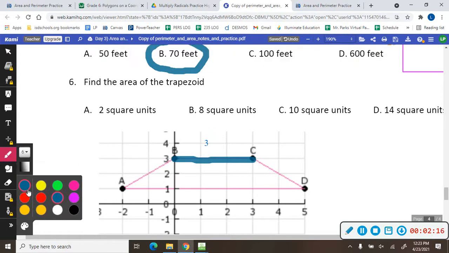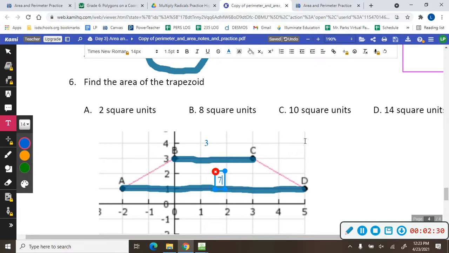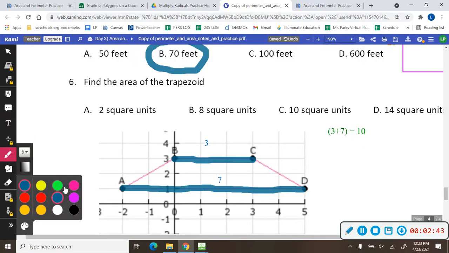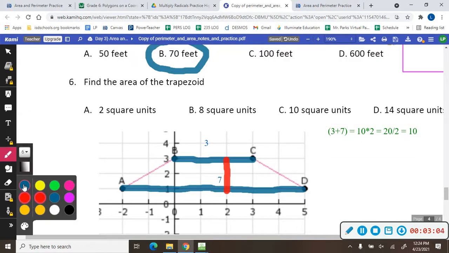How far is it from here to here? That'd be 5 plus 2, 7. The formula says add those together. I could do that. That's 10. And then you multiply by the height. Well, the height's easy to calculate too. The height from here to here is just 2. So you multiply that by 2. And you get 20. And then you divide by 2. So you get 10. Okay, so the area of the trapezoid, I would say, is 10 square units.